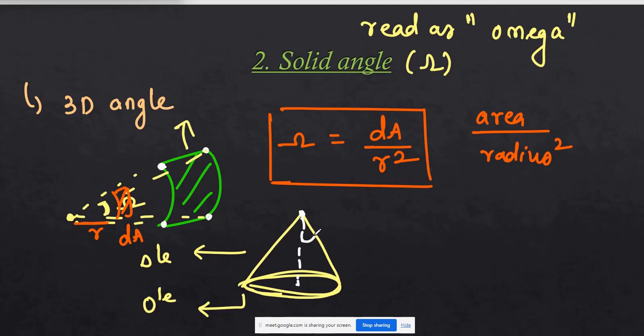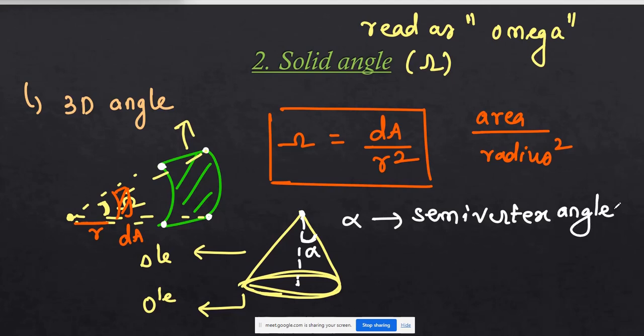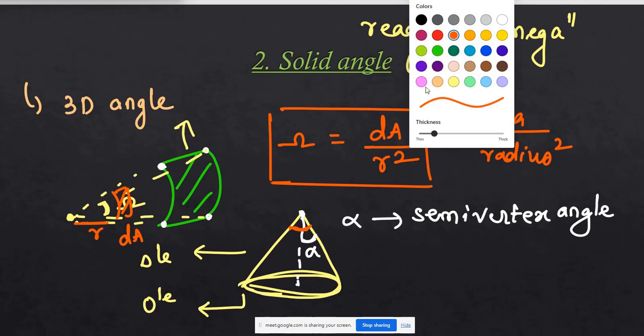Now if you take the angle between the height of the cone and the sides of the cone, this angle is alpha. What is alpha here? It is called the semi vertex angle. Vertex means corner point. If you take the whole angle at the corner, it is the vertex angle, but we are taking only half of the vertex angle, so this is the semi vertex angle.